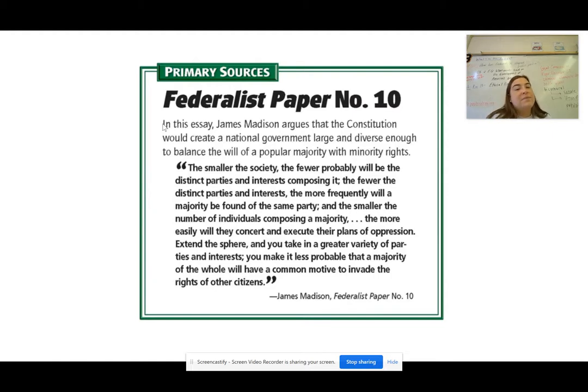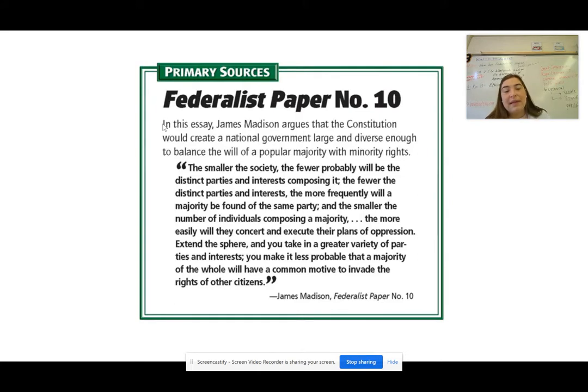So in this essay, James Madison argues that the Constitution would create a national government large and diverse enough to balance the will of a popular majority with minority rights. He believes that the smaller the society, the fewer probably will be the distinct parties and interests composing it, and the fewer the distinct parties and interests, the more frequently will a majority be found of the same party. And the smaller number of individuals composing a majority, the more easily they will concert and execute their plans of oppression. If you extend this sphere, and you take in a greater variety of parties and interests, you make it less probable that a majority of the whole will have a common motive to invade the rights of other citizens.